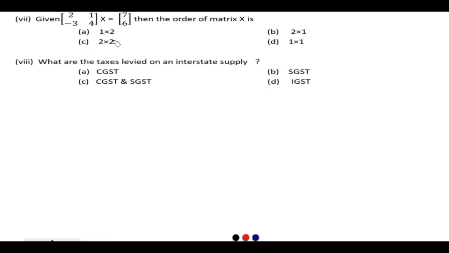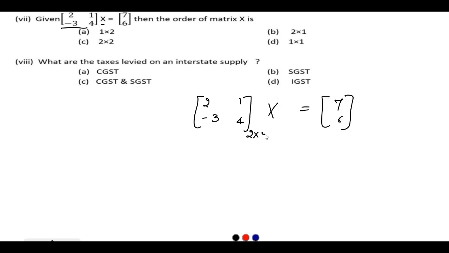Next, a matrix equation is given and we have to find the order of matrix X. Multiplication of two matrices is given, and we have to determine the order of this matrix X. The order of the first matrix is 2 by 2 and the order of the resultant matrix is 2 by 1. It means, and we have to determine the order of X. If multiplication is possible, the number of columns in the first matrix will be equal to the number of rows in the second matrix. Then the number of rows in matrix X is 2.